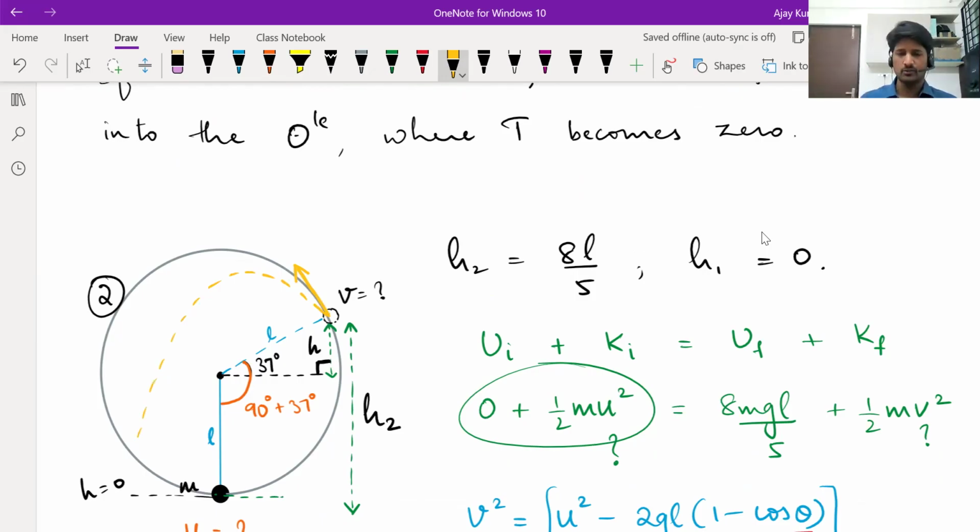Because once it falls into the circle, tension won't be there. The string becomes loose, no more tension. Gravity is the only force acting on it, and under the influence of gravity, it'll have to follow a path like this. And that is what it does. So when the bob becomes too slow, it falls off into the circle, which means tension becomes 0.